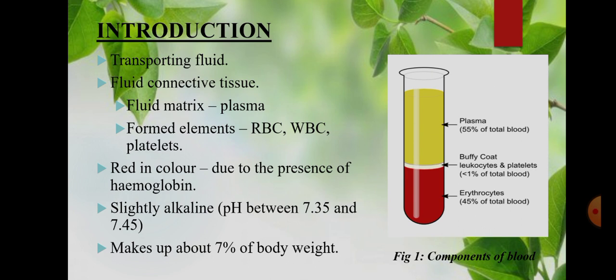If you look at the picture on your right side, it is a figure that shows the components of blood. You can see clearly that 55 percent of the total blood comprises plasma, which is a pale yellow colored fluid. Then erythrocytes, or the RBCs, make up 45 percent of the total blood, and you can see a small gap between plasma and erythrocytes. It is actually the buffy coat, which comprises leukocytes and platelets, and is composed of less than 1 percent of the total blood.